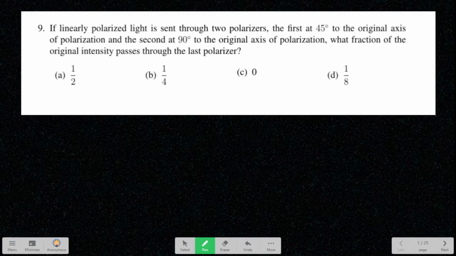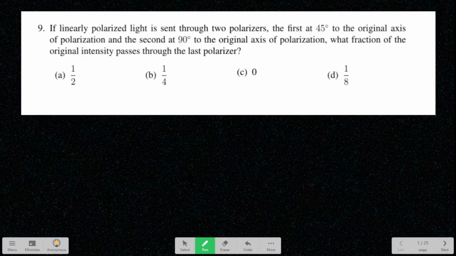So here we have a linearly polarized light which is passing through two polarizers. The first one is at 45 degree with respect to the original axis of polarization, and the second is at 90 degree to the original axis of polarization. And we are asked to find the fraction of original intensity that is passing through the last polarizer.